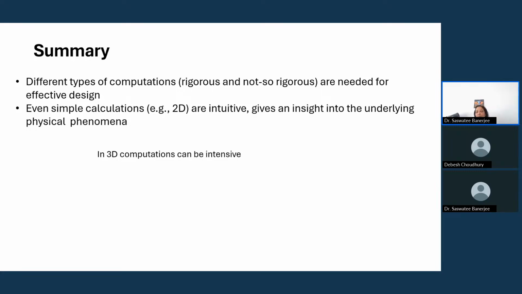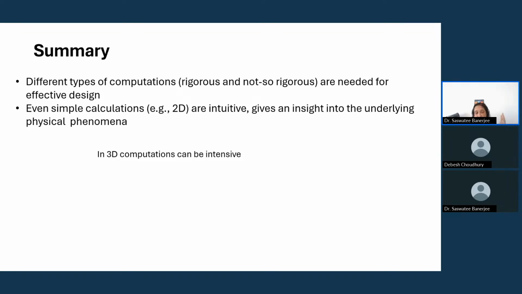So in summary, I will just say that there are different types of computations, rigorous and sometimes not so rigorous, that are needed for effective design methods, design technology, or design flow, basically. And it's not that you start with rigorous simulations, because it can be very taxing sometimes. It can be compute intensive. So what you do is you start with maybe first principle designs, etc. You can do it yourself. You can develop certain programs and calculations, etc., and you can do it yourself.